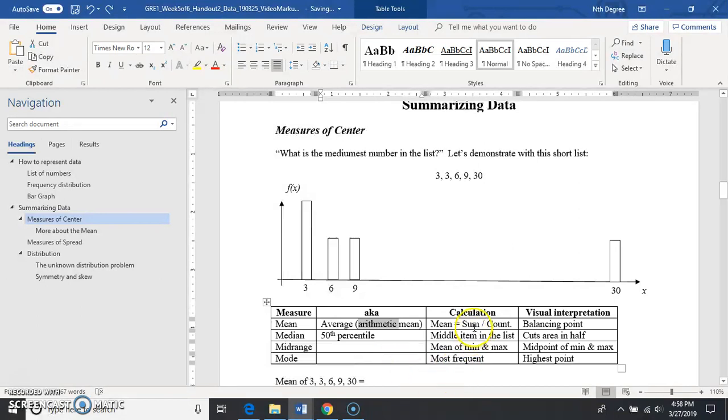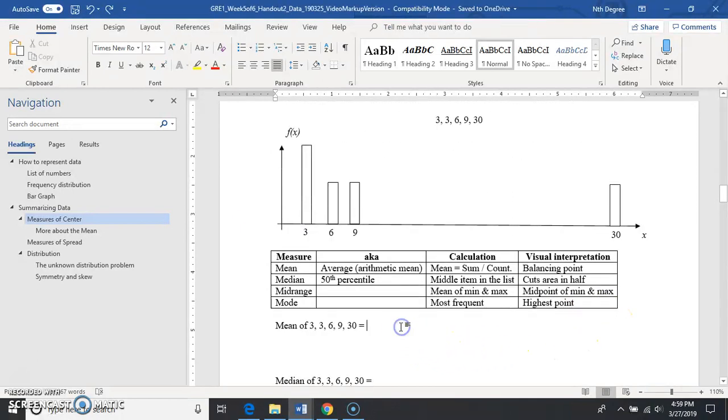How do you calculate it? A mean or average is something that you all probably learned in about 5th grade. When you see a list of numbers like this, you add them all together and then divide by how many there are. I write that as a formula: mean equals sum over count, to emphasize that it's a fraction. That's important. We'll talk about that later. The visual interpretation of a mean on a bar graph is the balancing point.